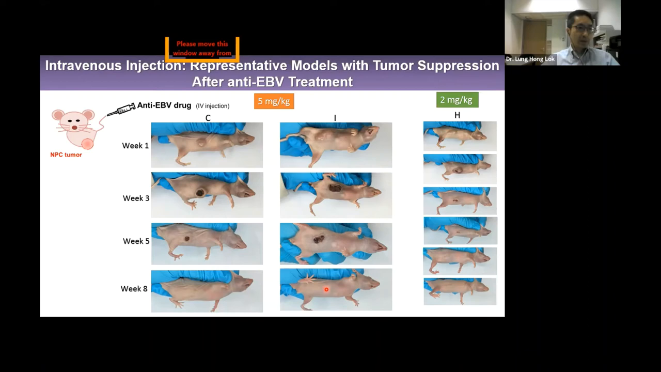Then we further cut down the dose to 2 mg/kg, and a similar observation was made. The tumor can be gone in some animals, of course not all animals. In maybe 30%, we can see complete eradication of the tumor. So that is good. We see our drug is quite useful, at least in some animal models.